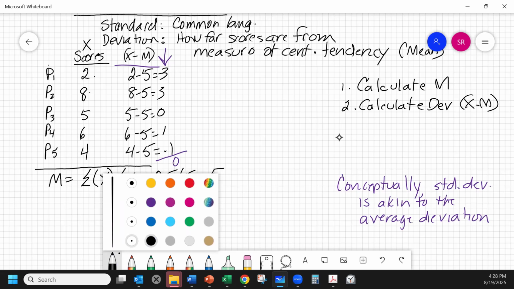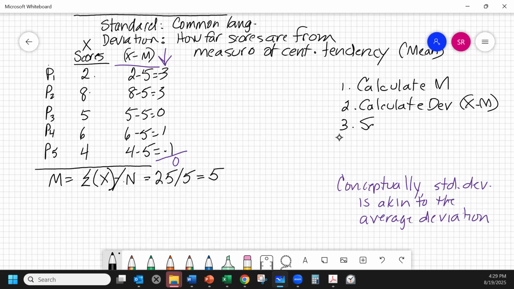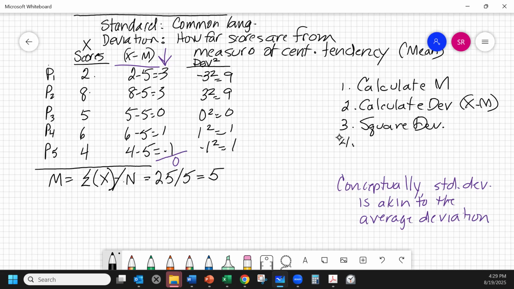And so what we do is that little kind of manipulation to solve this problem. We square the deviations before we sum them. And you'll see this trick used later when we adapt non-normal distributions. So let's put the deviations squared. And so we get -3 squared is 9, 3 squared is 9, 0 squared is 0, 1 squared is 1, and -1 squared is 1. And so now we've gotten rid of all those negative signs.